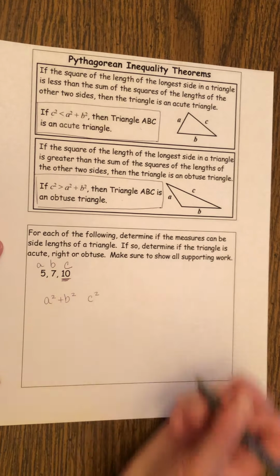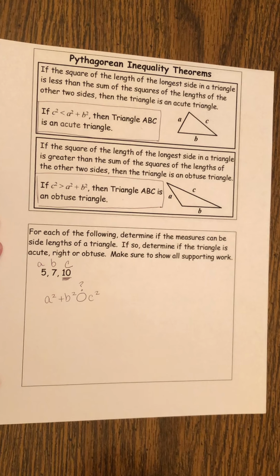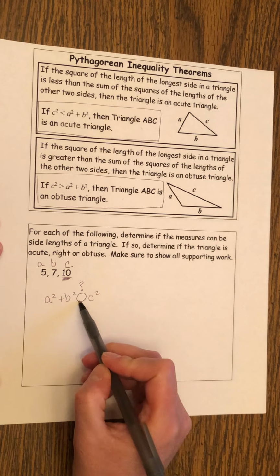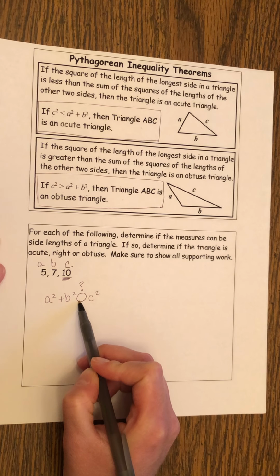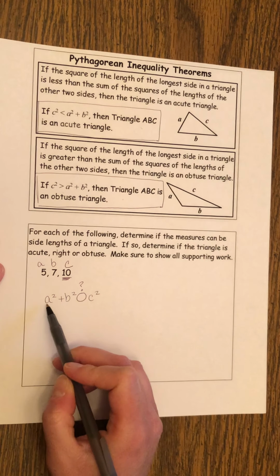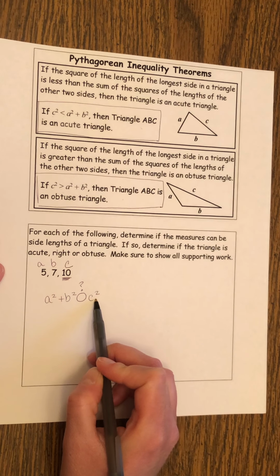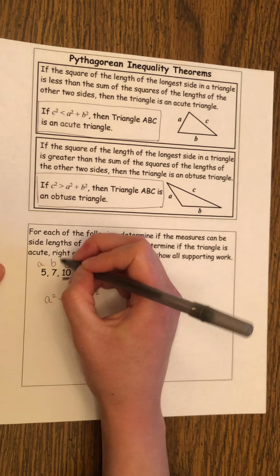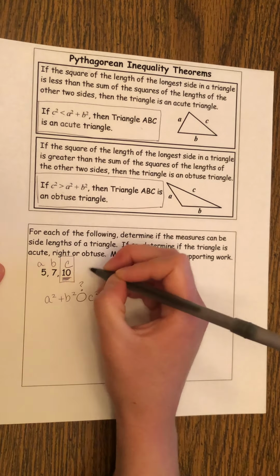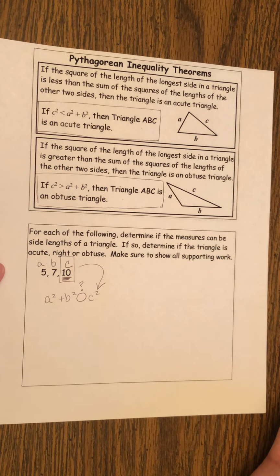I'm not going to put an equal sign because I don't know if it's actually going to be an equation. It might be an inequality. So I'm not sure if there's going to be an equal sign here, so I'm going to leave a gap between the a squared plus b squared and the c squared. It is important, though, that you choose the largest number for the c squared. That has to be the case for these inequality theorems to work.